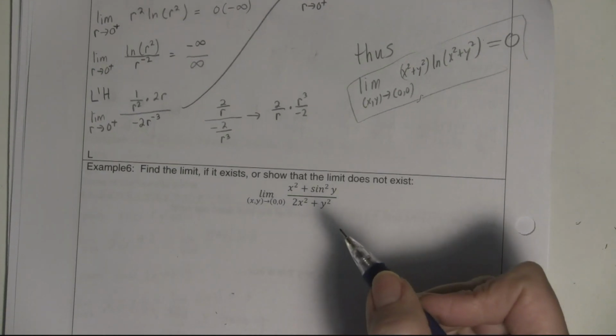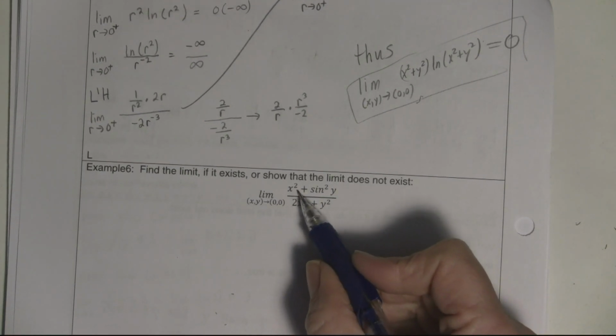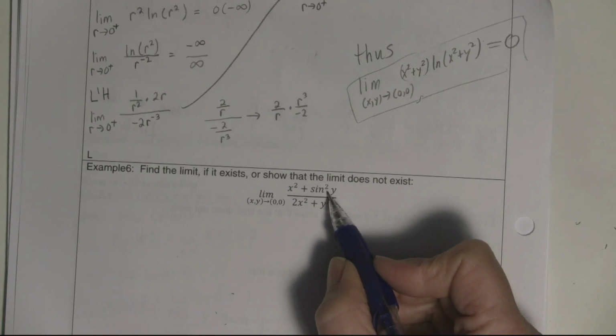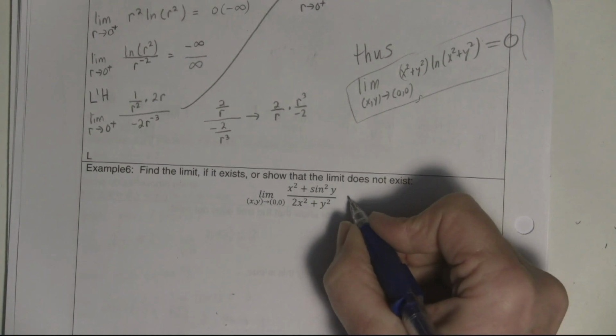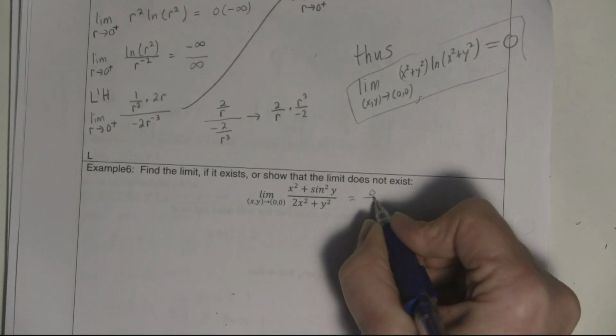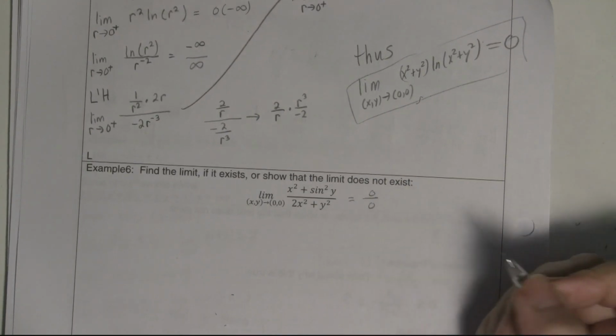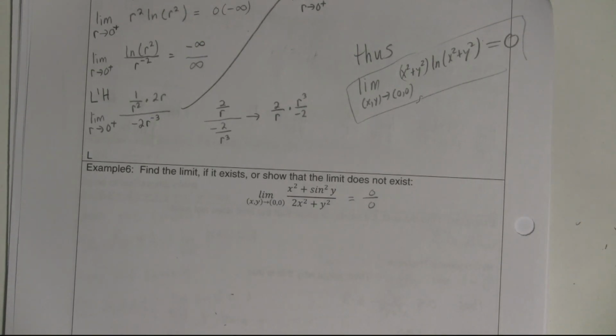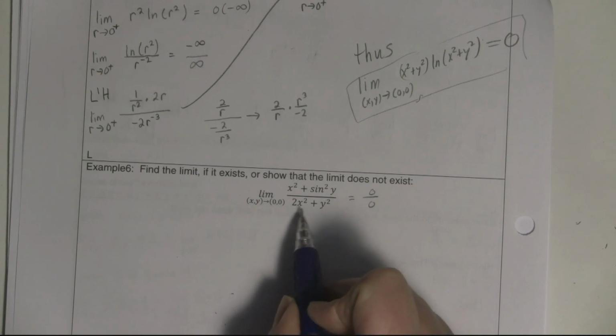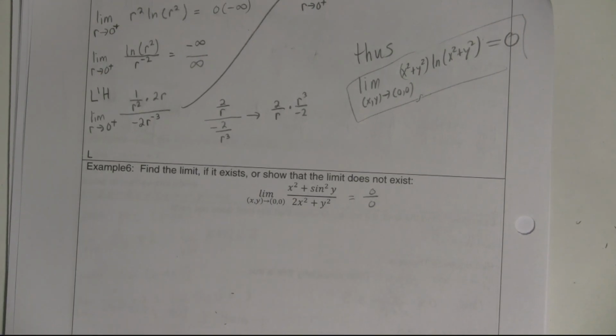Okay. If I put in 0 for x, sine of 0, 0. So this is 0 in the numerator and definitely 0 in the denominator. And I can't split the denominator apart. Boy, that would be nice if I could.